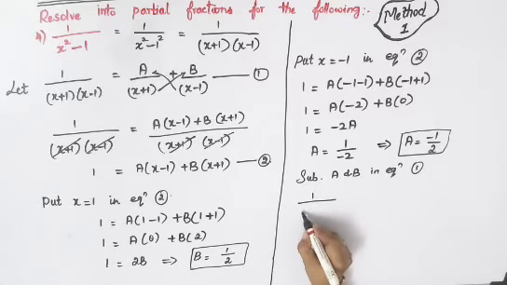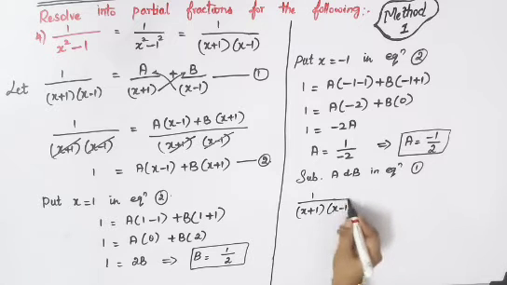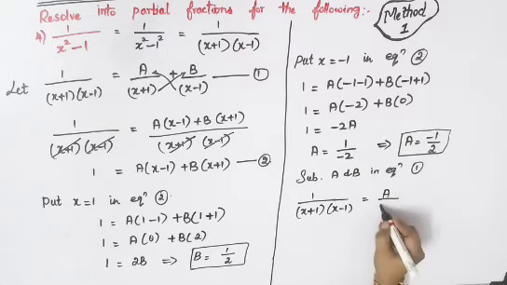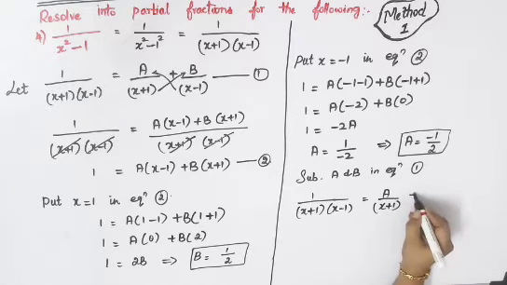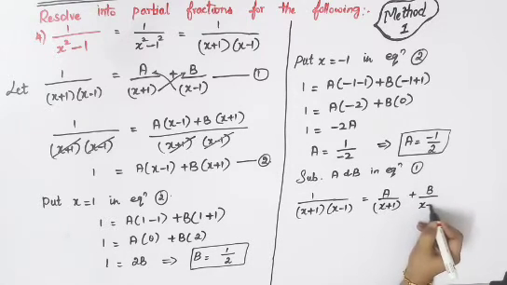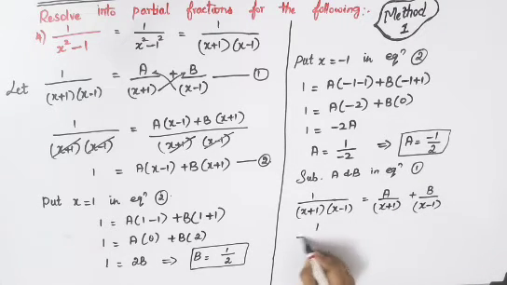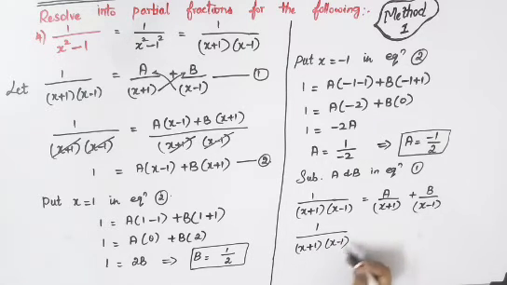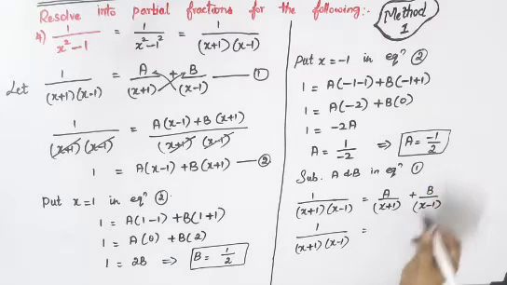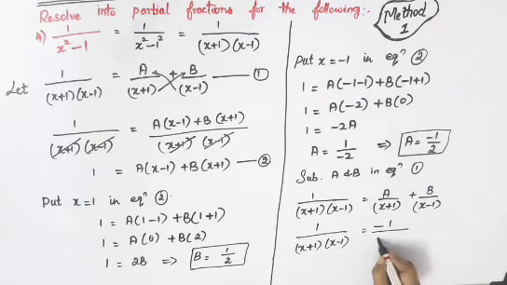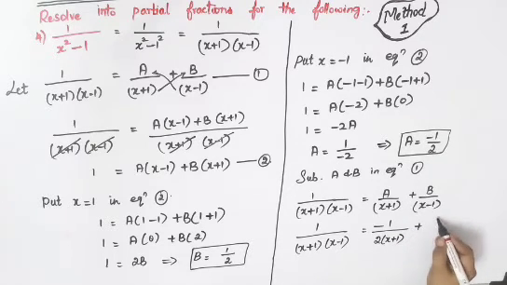Equation 1 is 1 divided by x plus 1 into x minus 1, which is equal to a by x plus 1 plus b by x minus 1. So substitute your a and b here, you will get your answer. Your left hand side is 1 divided by x plus 1 into x minus 1 is equal to, instead of a we have got minus 1 by 2, so minus 1 divided by 2 into x plus 1, plus, again b is 1 by 2, so 1 by 2 into x minus 1.